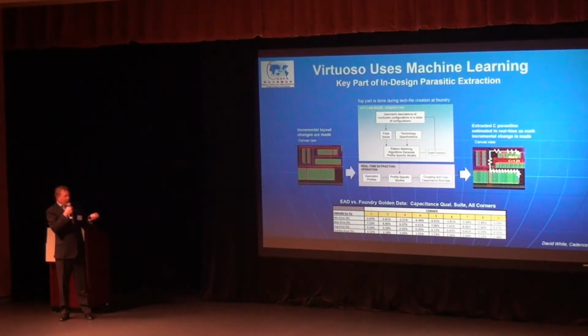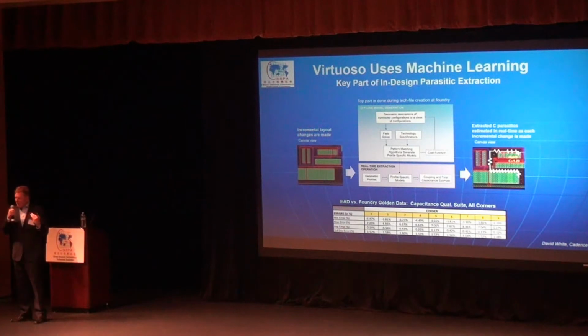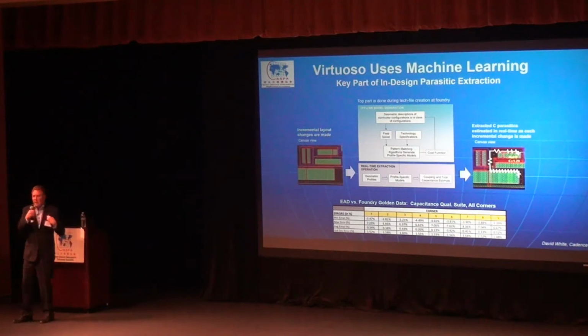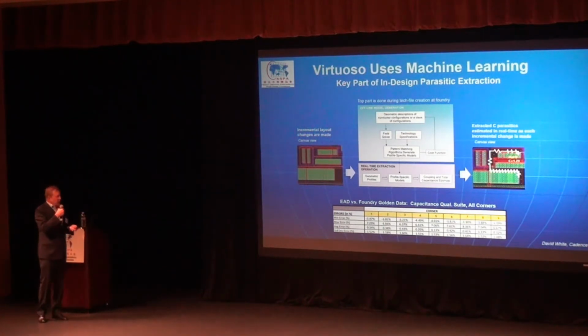And then we basically have a canonical set of interconnect patterns that represent the most common interconnect patterns in most layouts. We run those patterns through the field solver, which provides us with golden data. Provides us with coupling capacitance and total capacitance for that interconnect geometry. We use that data to train the machine learning models, and then those models get put into the tech file.